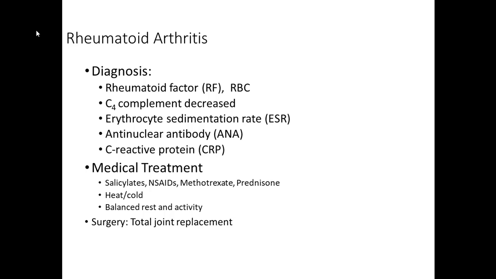Methotrexate is also a big one used for rheumatoid arthritis. It's also a chemotherapeutic agent, so you can imagine the side effects. These people need to learn how to balance their rest and activity. They can't rest all the time, otherwise they feel terrible. But they can't go all the time either, because fatigue is another symptom of rheumatoid arthritis. And eventually they may need surgery, whether it's a hip, a knee, a shoulder, to give them a totally new joint.